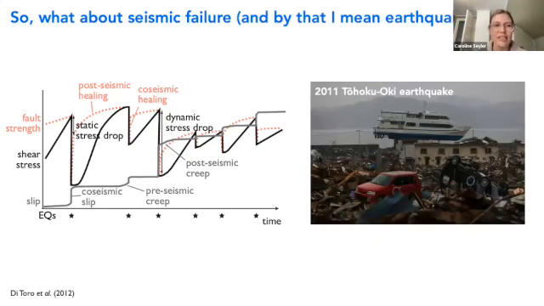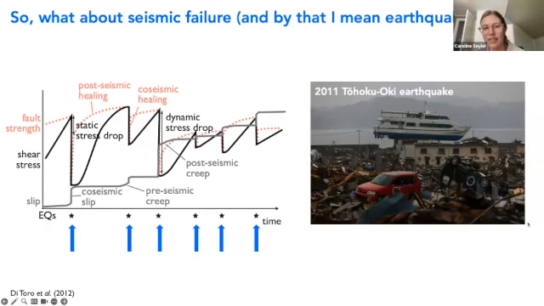So now getting on to the failure part. What happens once you intersect this line and you get an earthquake? I think we all know why we care about earthquakes, but as we know, especially the large ones can be really damaging and societally important.